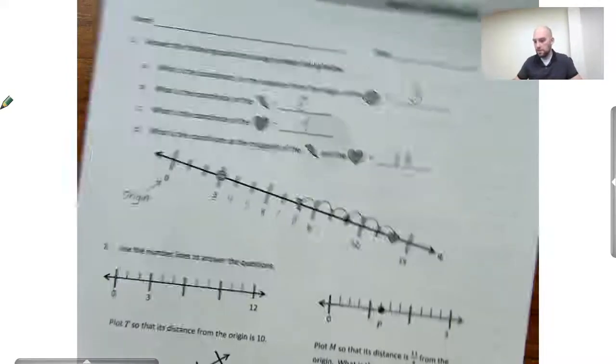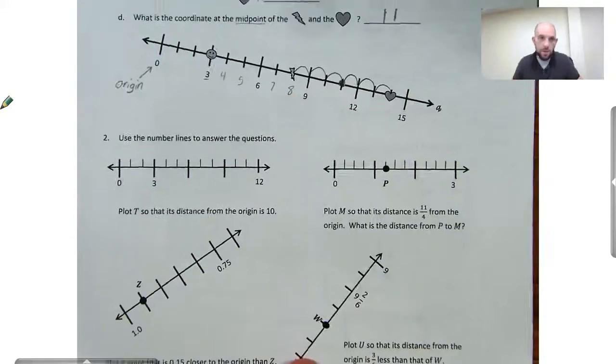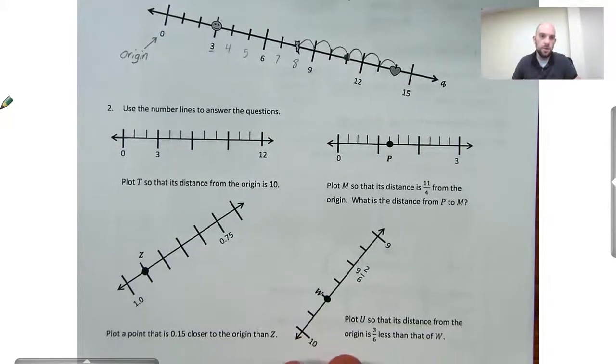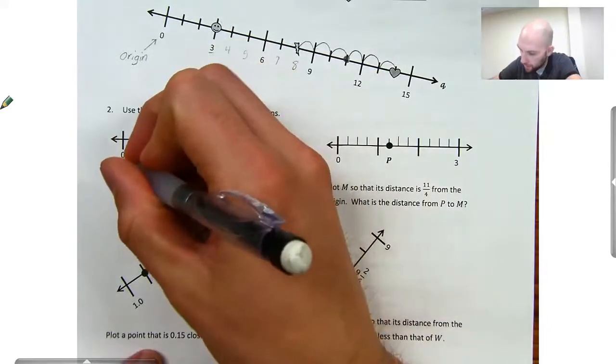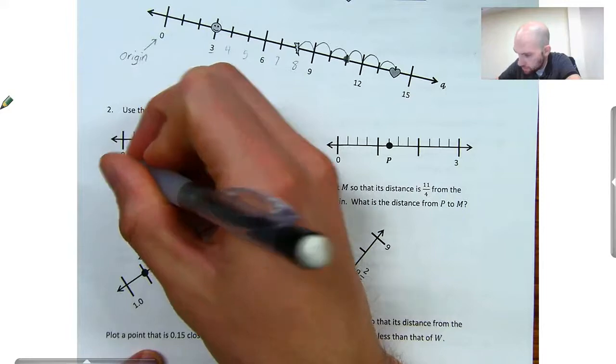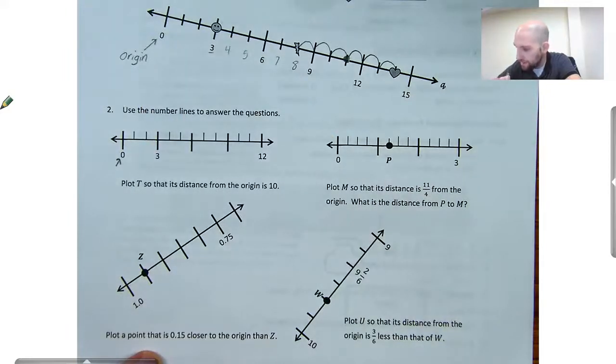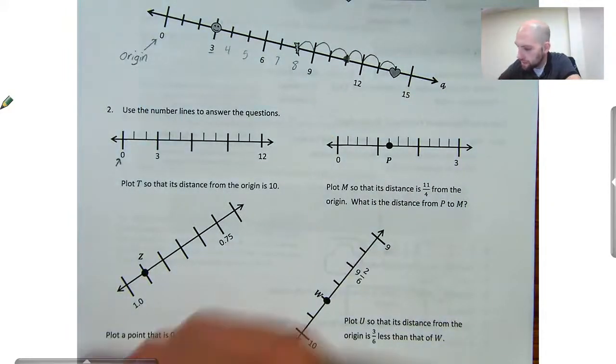All right, so let's look at number 2 here. It says, use the number line to answer the questions. And it's asking us to plot T so that its distance from the origin is 10. So our origin, again, is right here at 0, and we want to find the distance from the origin to be 10.